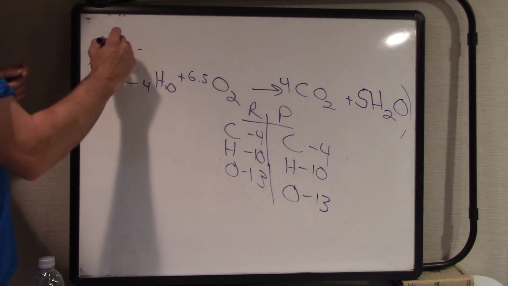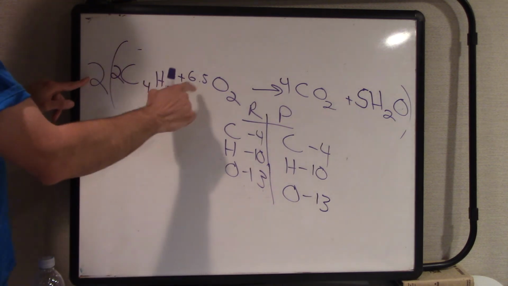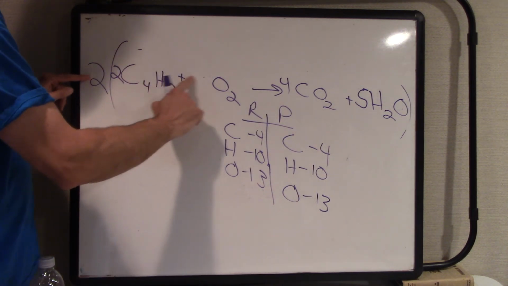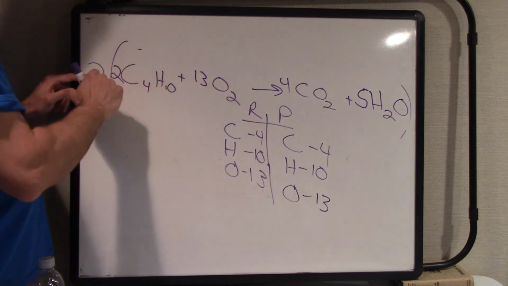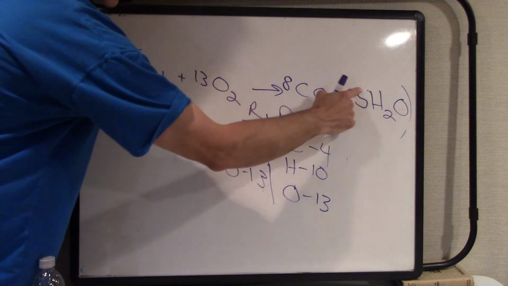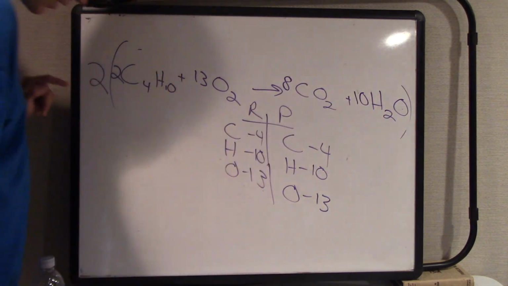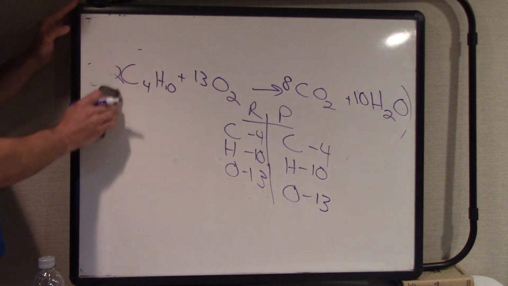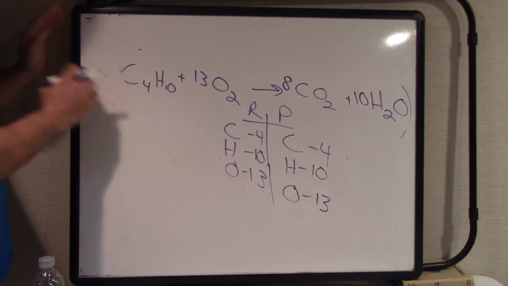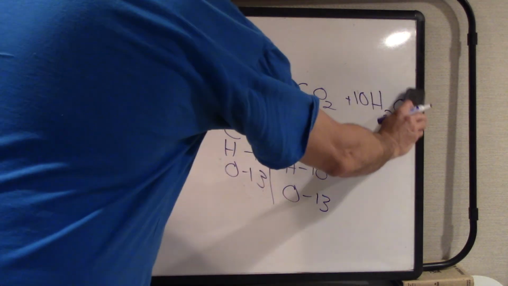So when I do that, what am I going to have? 2 times 1 is 2. 2 times 6.5 really makes 13. 2 times 4 make 8. 2 times 5 make 10. So I went and I distributed that 2 into all the coefficients.